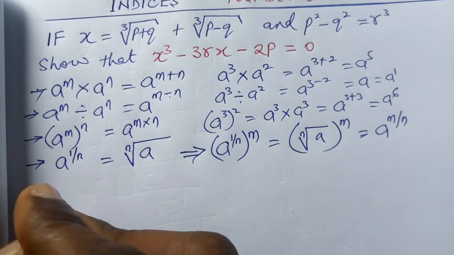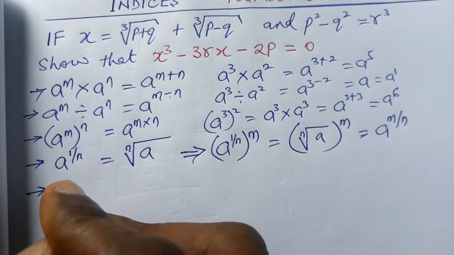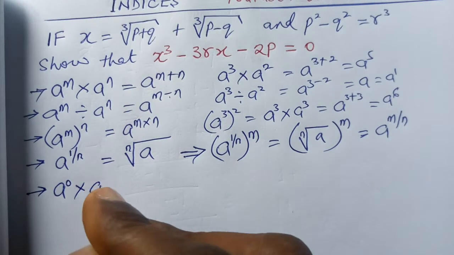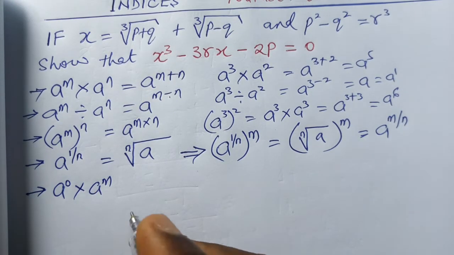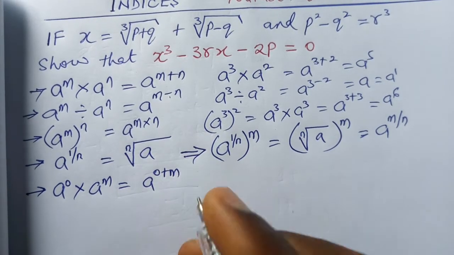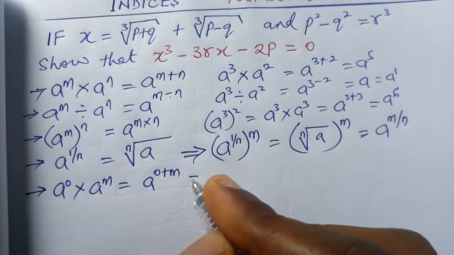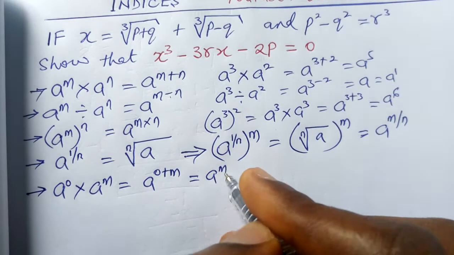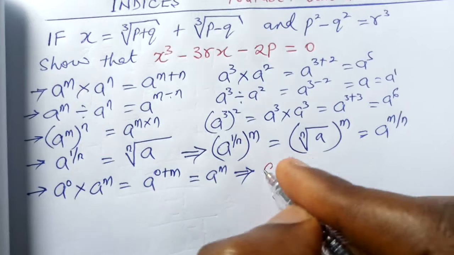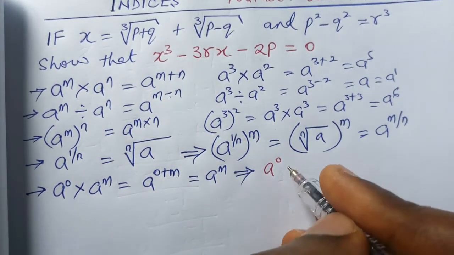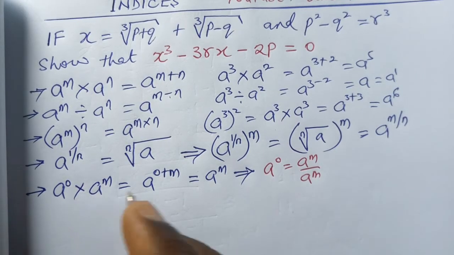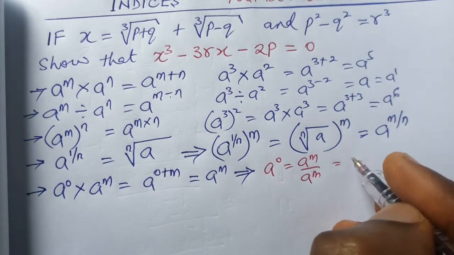The next one is this: if we have a raised to power 0 times a raised to power m, you know from the multiplication law of indices that it will be a^(0+m), and it's equal to a^m. So this implies that a raised to power 0 is equal to a^m over a^m, which is equal to 1.